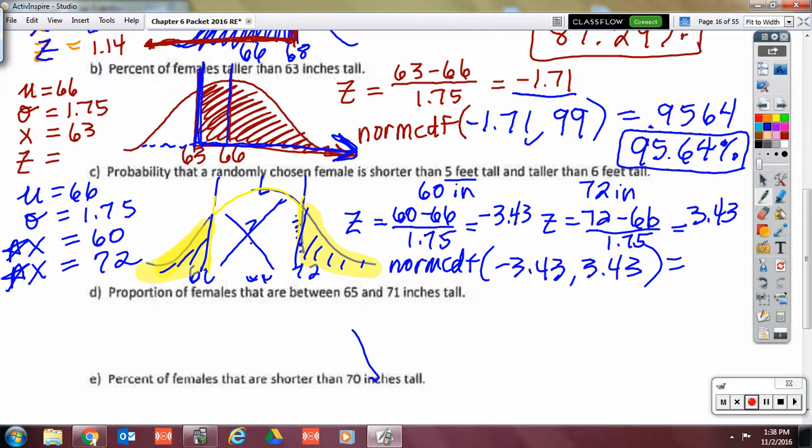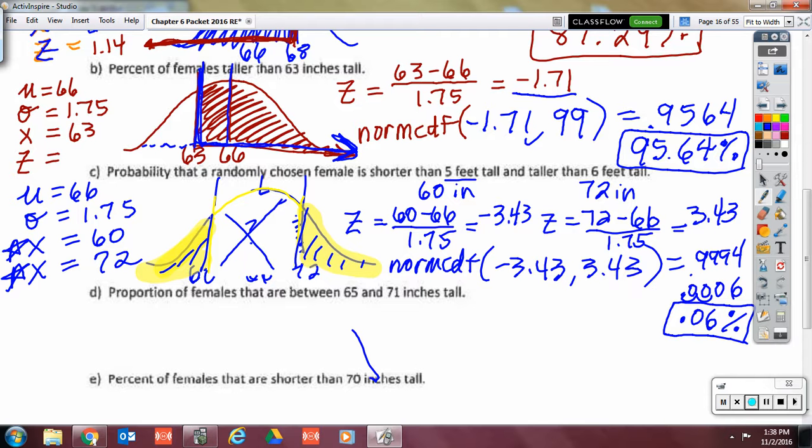So if 0.9994 is in the middle, then what's left on the edges? Yeah, 0.0006, which rounds to, let's turn that into a percent, 0.06%. That is teeny, teeny, tiny.